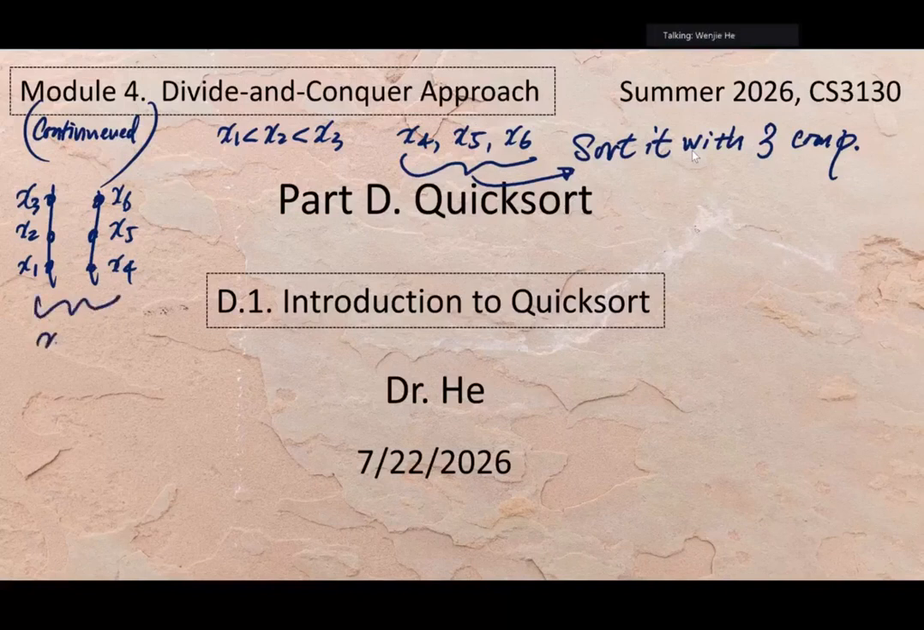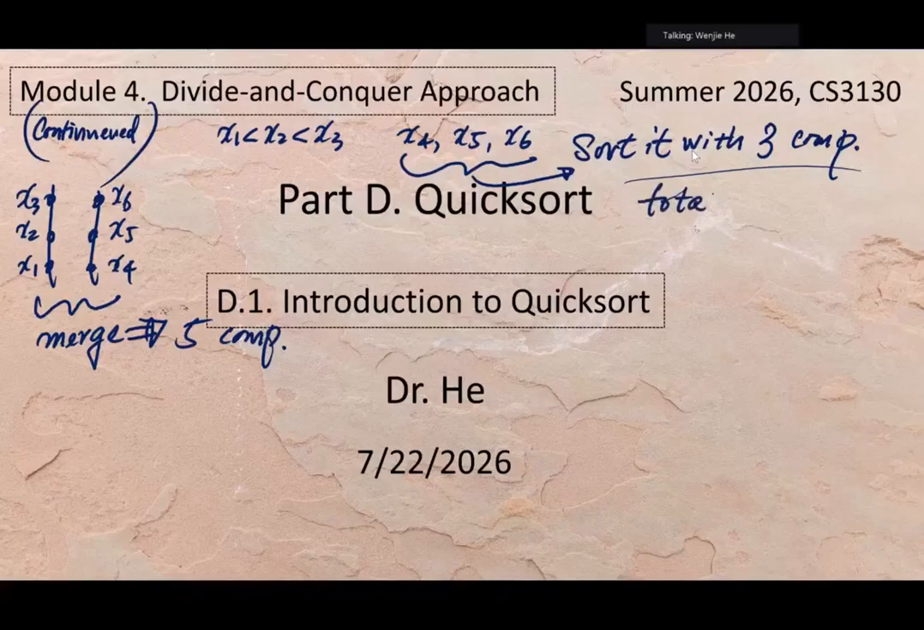How about just merging them? The merge step is 5 comparisons in the worst case. So in total, this method takes 3 plus 5, 8 comparisons. Now you can see it is one worse than the 7 comparisons.